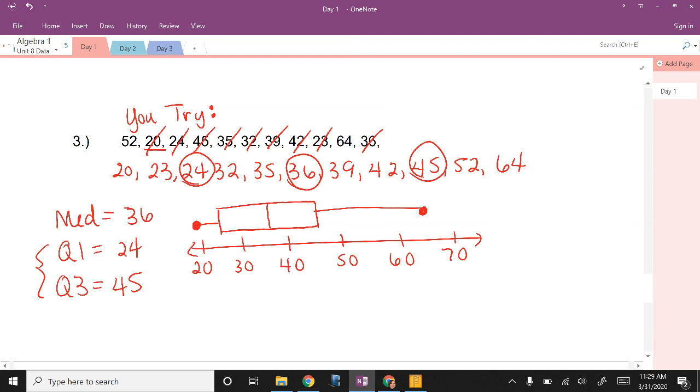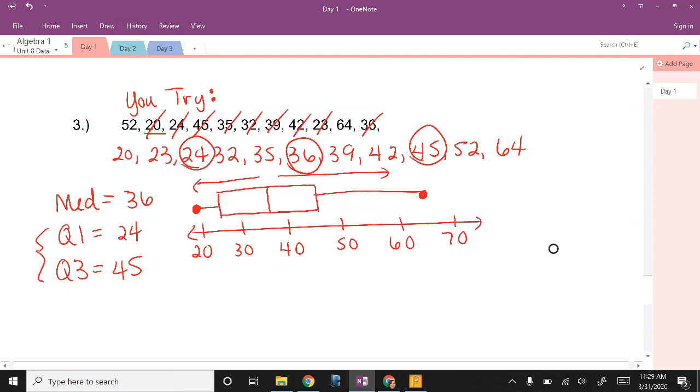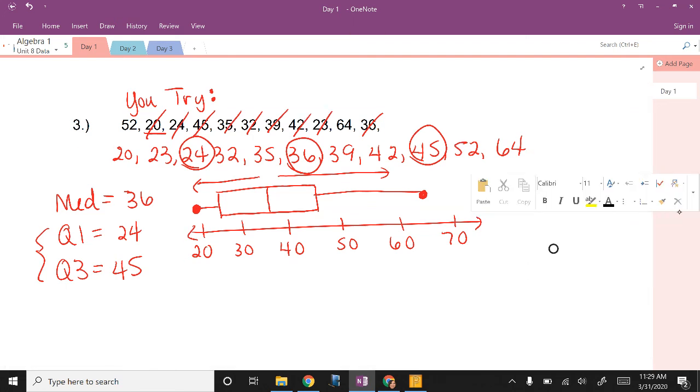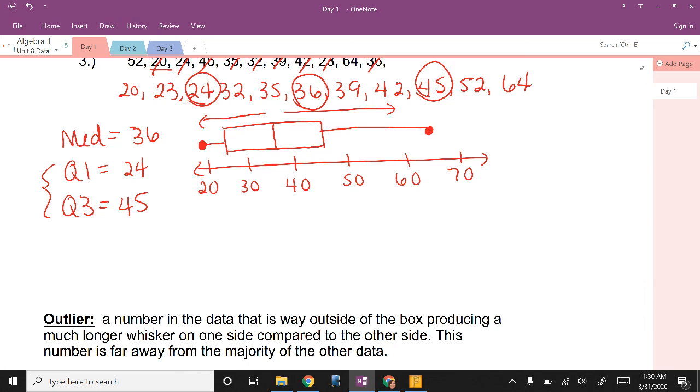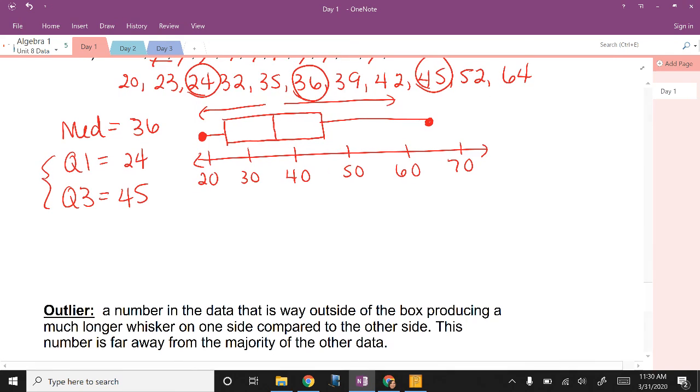All right. So again, half of the data is below my 36, and the other half of the data is above 36. Now, if you look, there's a big old stretch in that last whisker. So something that we can call that when we see a big long whisker in a box and whisker plot, we can call that an outlier. An outlier is when you have a number that is farther away from the majority of your data. Okay, so it kind of stretches out a long whisker. That's how we usually see it on a box and whisker plot. So an outlier is a number in the data that is way outside the box.